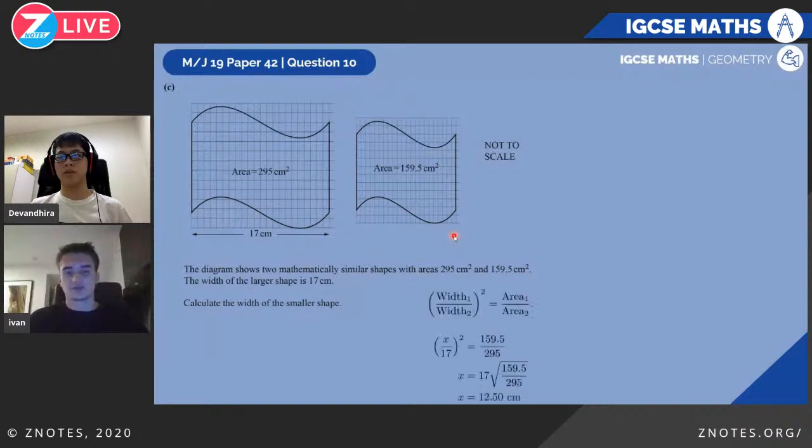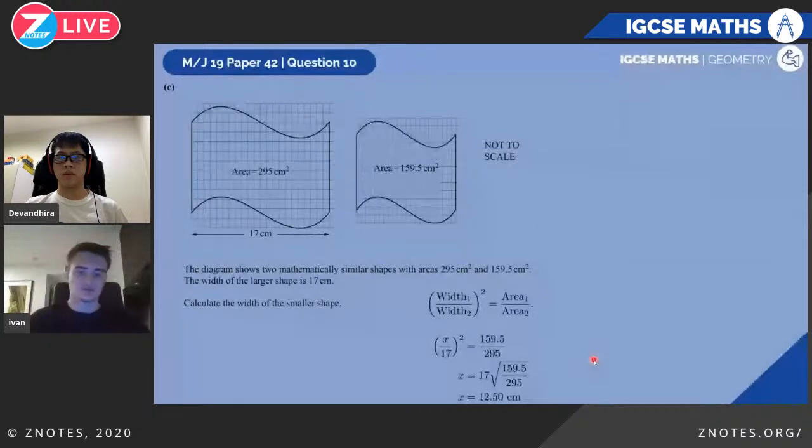Having said that, we have this formula. In general, when you divide the lengths of two similar shapes and find that ratio, then you square it, you get the ratio of the areas. So I'll call this width 1, which is x. We're going to label that x. And width 2 is 17. Area 1 is 159.5 and area 2 is 295. So we divide them out, and we can then solve for x.